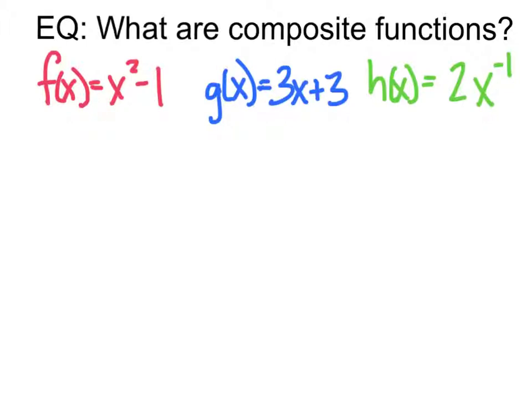Let's look at, for the next few examples, we're going to use f of x is x squared minus 1, g of x is 3x plus 3, and h of x is 2x to the negative 1. Now, let's do f of g of x. Okay? So f of g of x. The first step that I'm going to do is I'm going to replace g of x with 3x plus 3. Because that's what g of x equals.